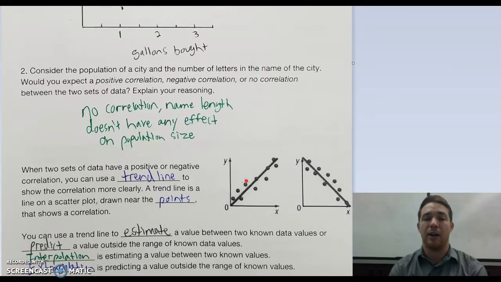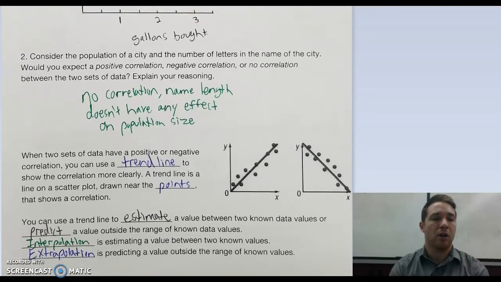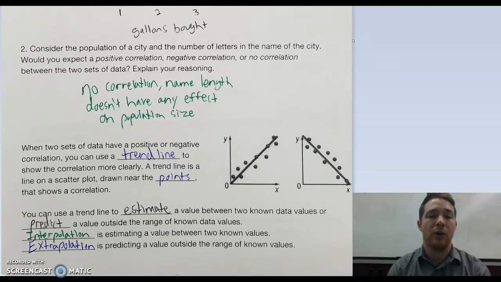It's not going to be an exact line if we're just choosing our line, but with a trend line, you just want to estimate where your data is headed. So you can use a trend line to estimate a value between two known data values or predict a data value outside the range of your known data.